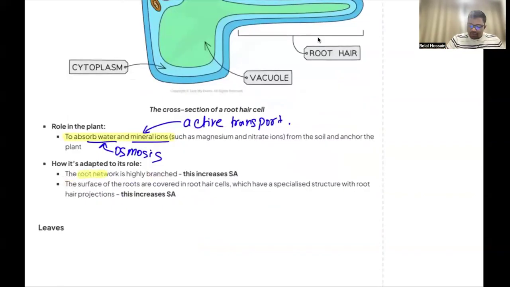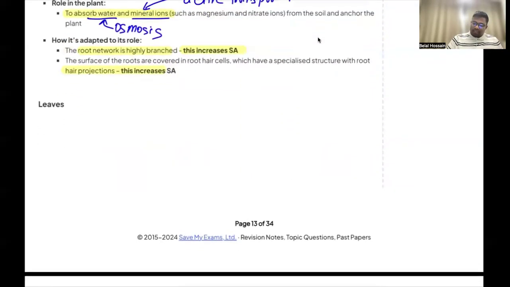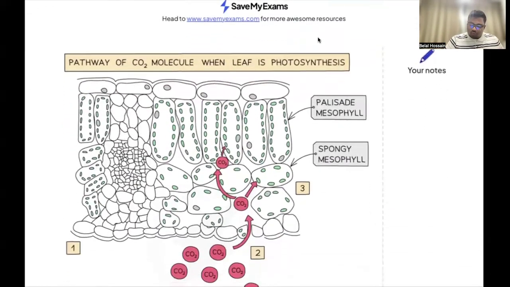So the root network is highly branched. This means this gives a greater surface area. And then the hair projection also increases the surface area. Understood, na? Any question? No, sir. So why does a plant have many roots or a branched root network? That's because it wants to have a highly branched, large surface area. Then those roots have root hair cells, those that have projections, because this gives even greater surface area. So faster absorption of water.